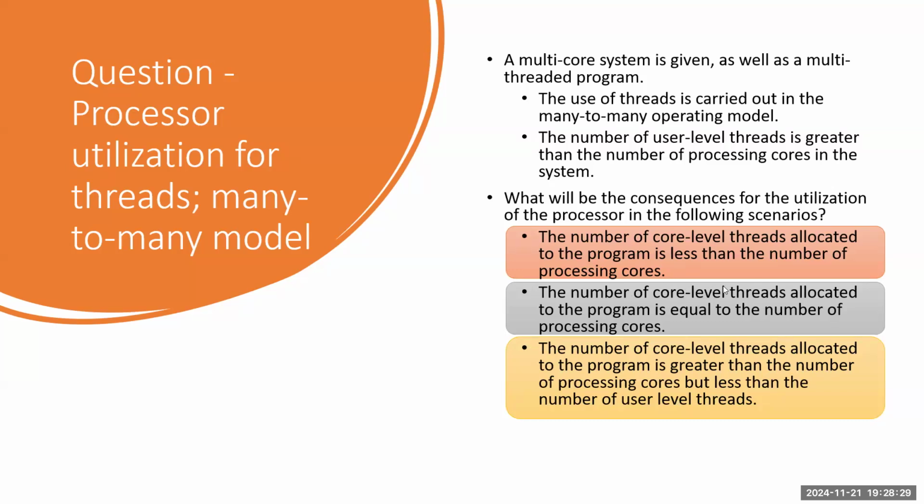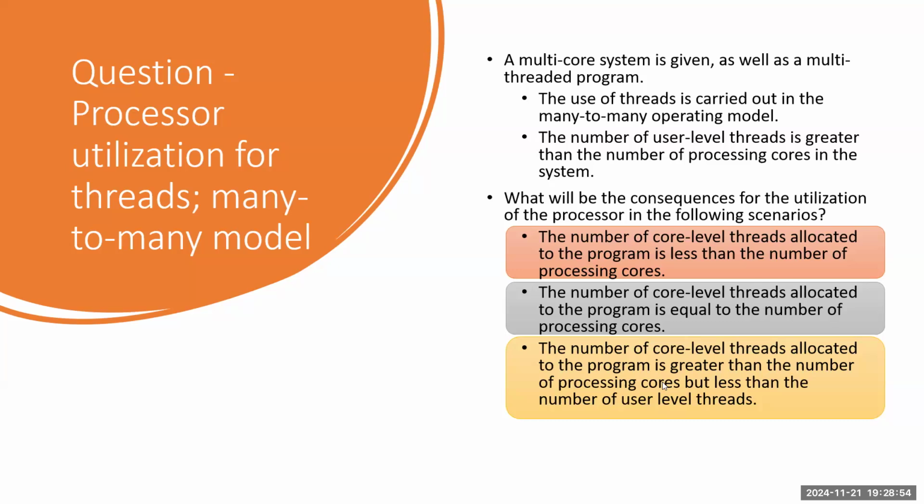Then the next is the number of core level threads allocated to the program is equal to the number of processing cores. That means we have only 2 processes and exactly 2 cores in our computer, 2 cores and 2 processes.